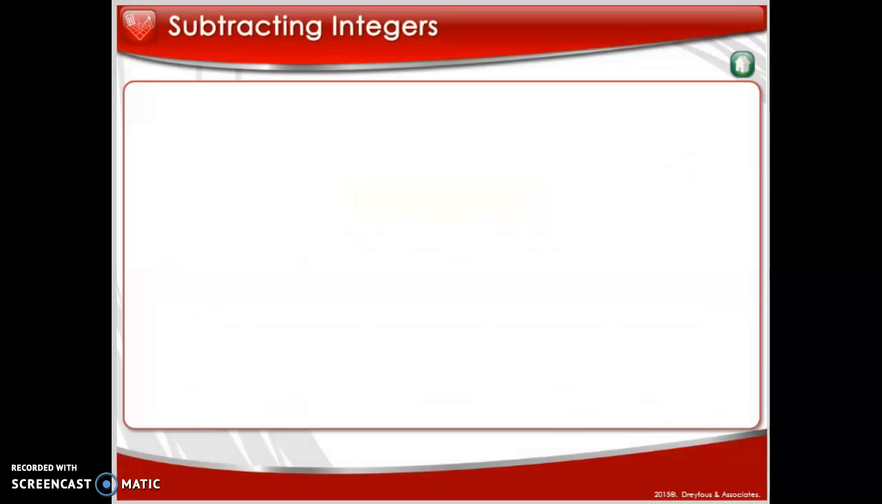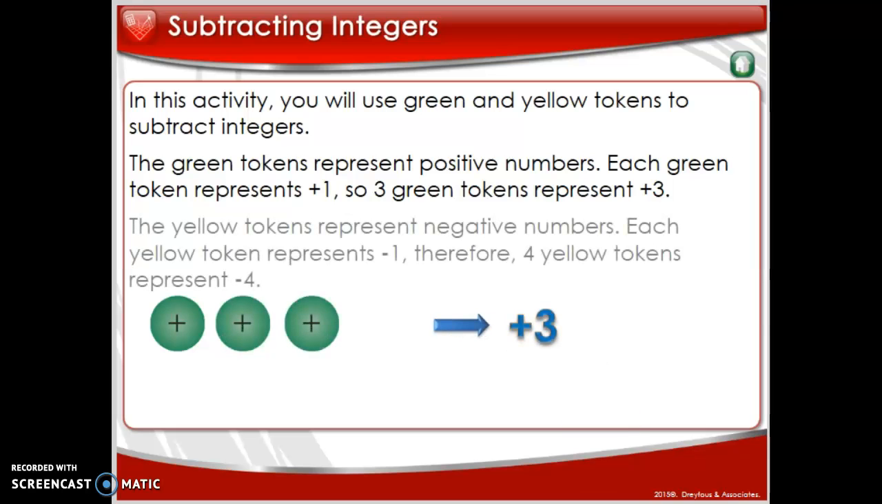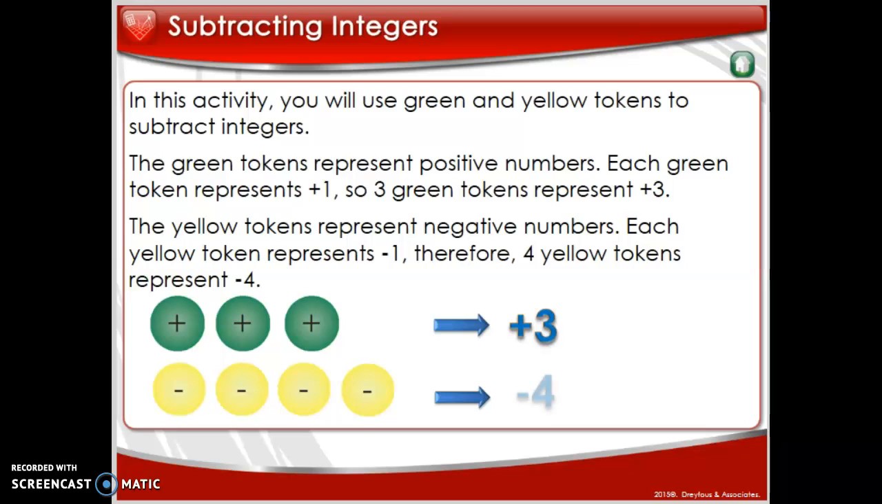Subtracting integers. In this activity, you will use green and yellow tokens to subtract integers. The green tokens represent positive numbers. Each green token represents +1. So 3 green tokens represent +3. The yellow tokens represent negative numbers. Each yellow token represents -1. Therefore, 4 yellow tokens represent -4.